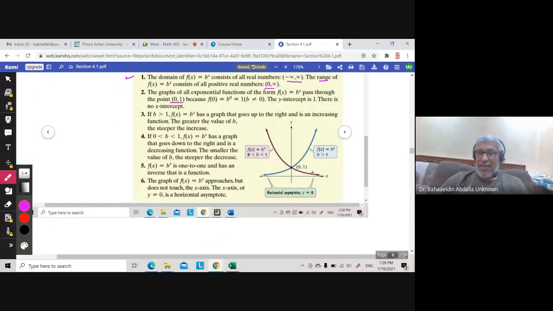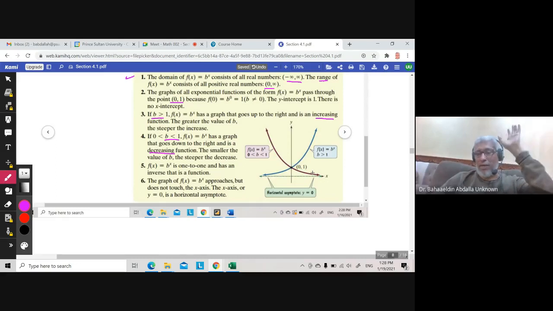If b is greater than 1, the graph would be an increasing function like this, like the blue one. Okay, increasing. If b is less than 1, and of course it has to be greater than 0 from the definition. We said from the definition that b has to be greater than 0. So it's either greater than 1 or less than 1. If it is less than 1, the graph will be decreasing like this. Just know this information.